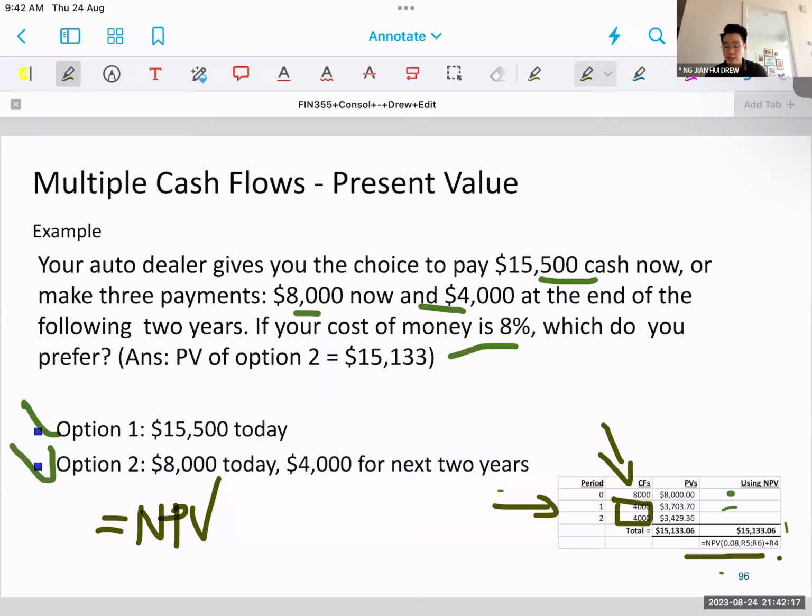Yes, there can be cash flow at year zero. In this case, you are getting 8,000 now, 4,000 in year one and 4,000 in year two. So there is cash flow in year zero, just that in the NPV formula, it will only start discounting by treating the first cash flow as year one. So in the formula, you must start with year one.